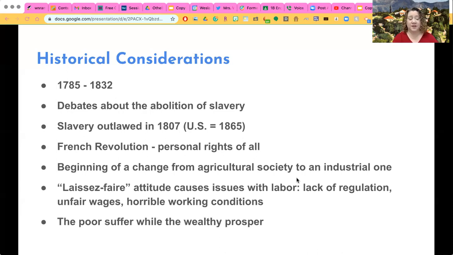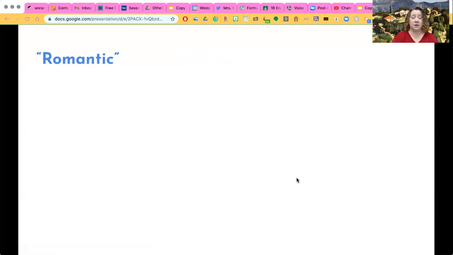And I think I've already touched on this, but the idea that the poor suffer and the wealthy prosper off of their labor, we could probably argue that that's still going on today in many cases. But this isn't a history class, so moving on to talk about the idea of romantic.